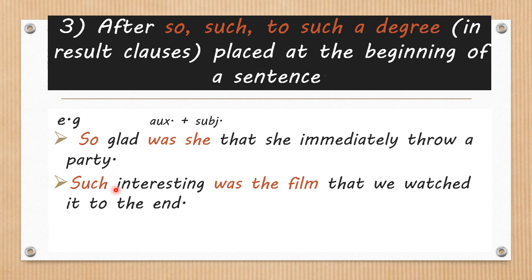Another example with such. Such was the interest of the film that we watched it to the end. In this case, such is placed at the beginning of a sentence. Then we have the inversion. Was the film, auxiliary verb plus subject.